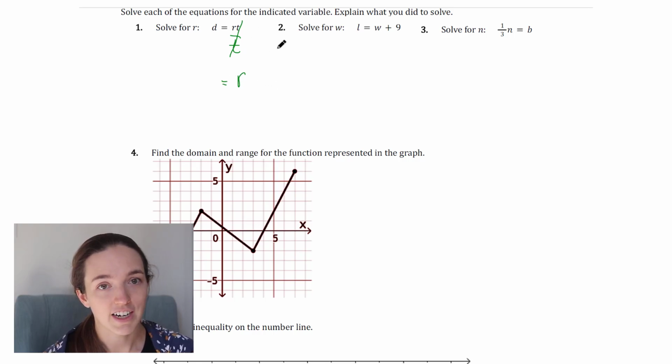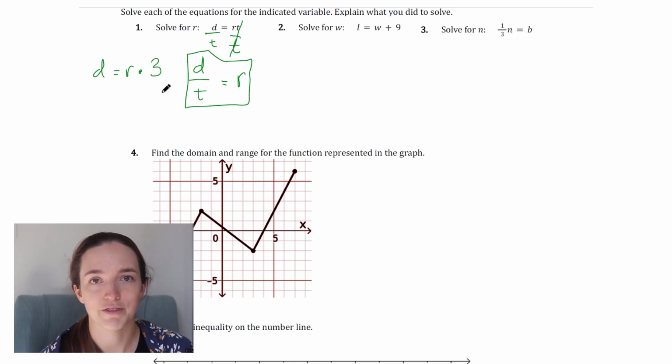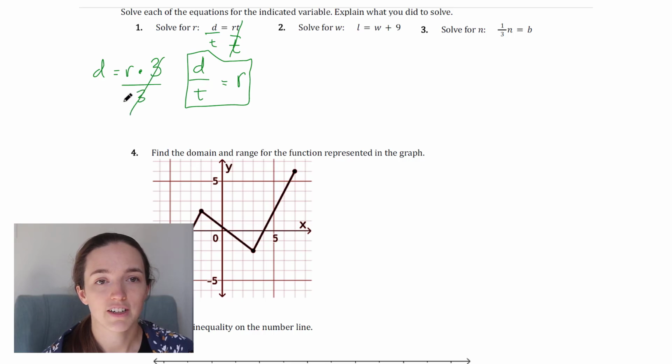Now if I do that on the right, I have to do the exact same thing on the left. So on the left, I will have d divided by t. And there is my final answer because r is all by itself. If that's confusing, just imagine that t was a number, like let's say it was r times 3. To undo the multiplying by 3, we would divide by 3. It's the same idea, we're just using a variable instead of a number.